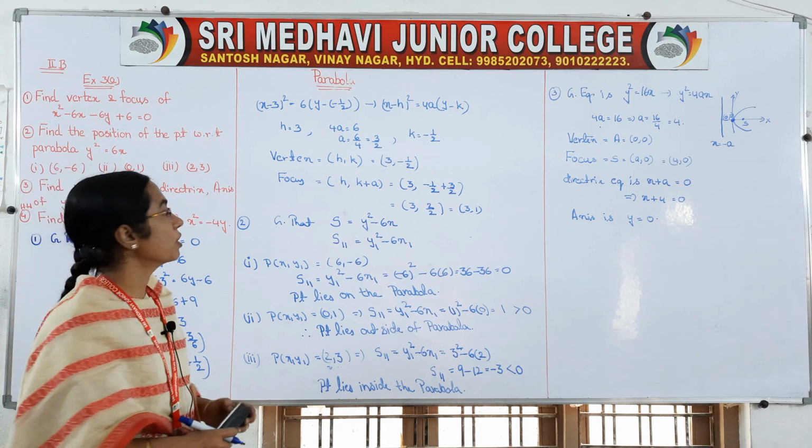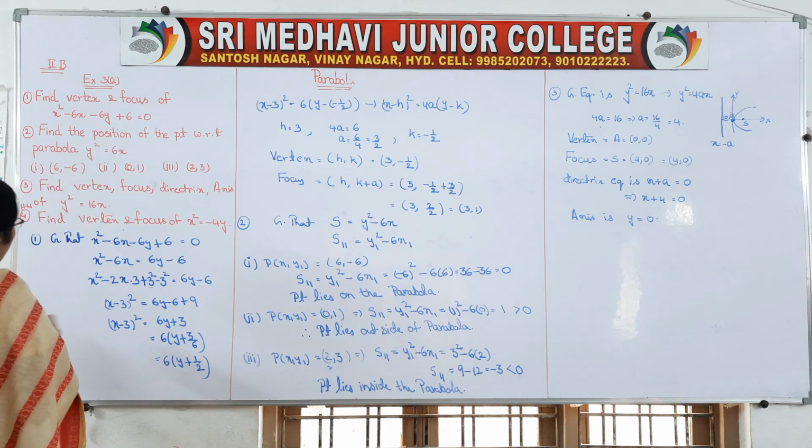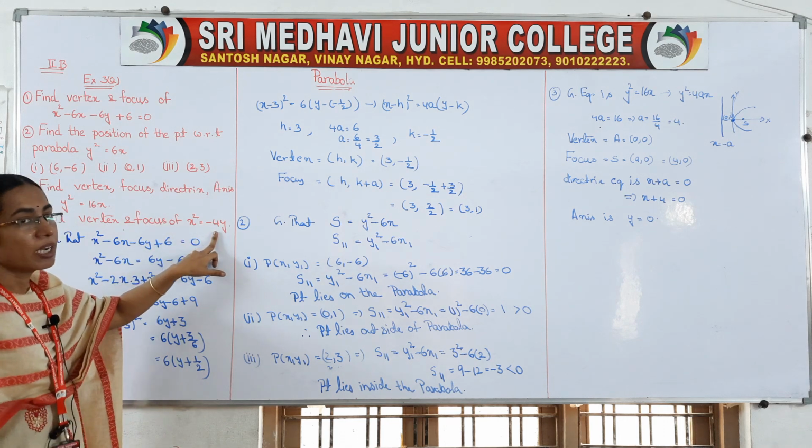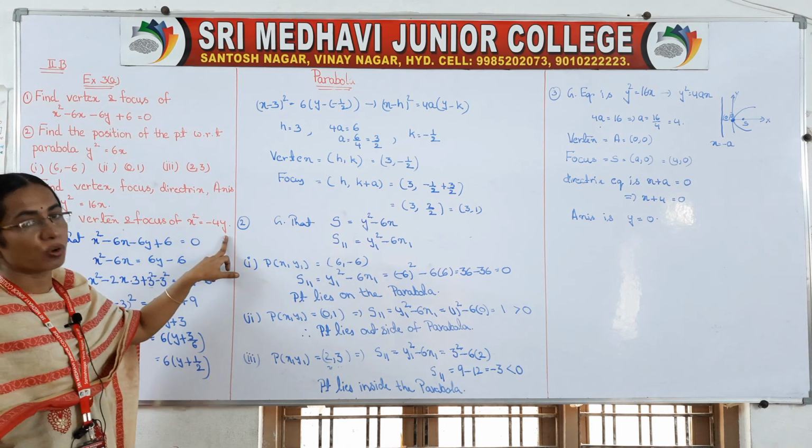So now come to your fourth question. It is homework. Find the vertex and the focus of x square is equal to minus 4y.